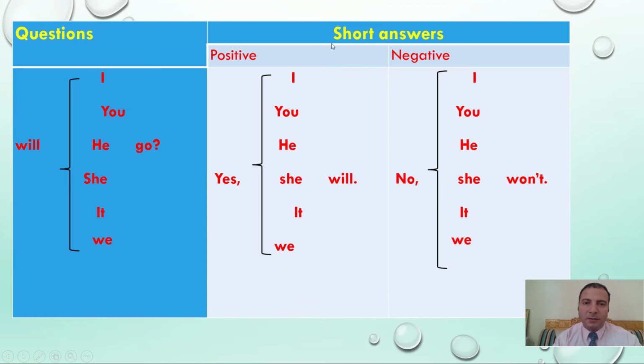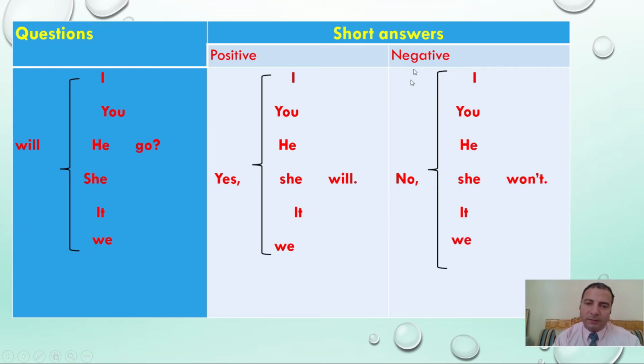And in the answer, these are short answers in a positive and negative. In a positive, I say yes plus subject pronouns plus the word will. Yes, I will. Yes, you will. Yes, he will. Yes, she will. Yes, it will. Yes, we will.